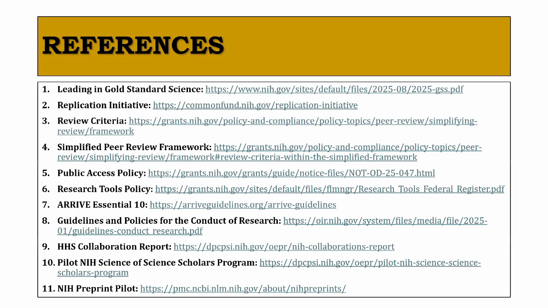All right, with that, here are some references. Of course, again, this was just an overview. I didn't go through everything. I just went through what I thought were the most important points to pull out. You can, of course, read the article yourself here, Leading in Gold Standard Science, and it should be available in the description to this video as well. There's also other links that they talk about that I think are important, like the replication initiative, the various review criteria and framework, various policies, guidelines, a collaboration report, and different pilots.